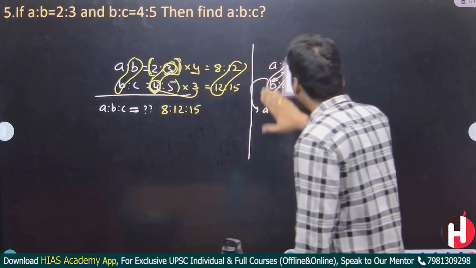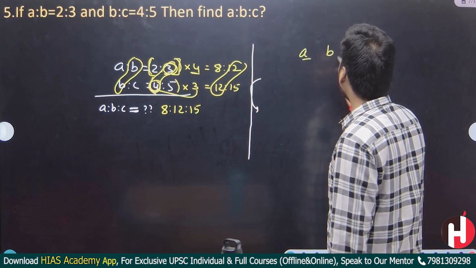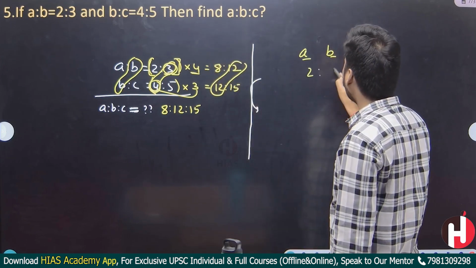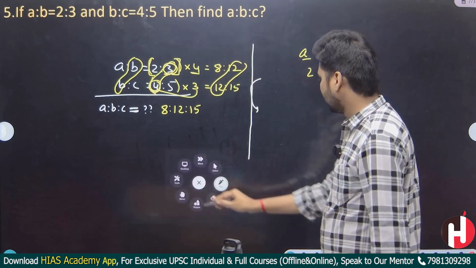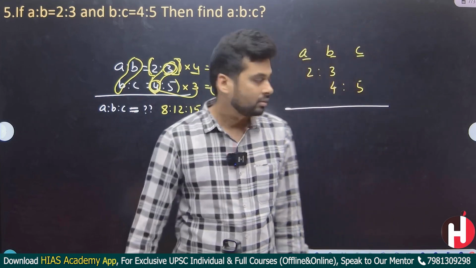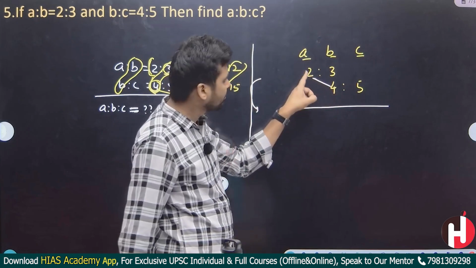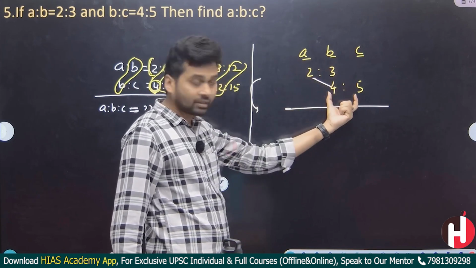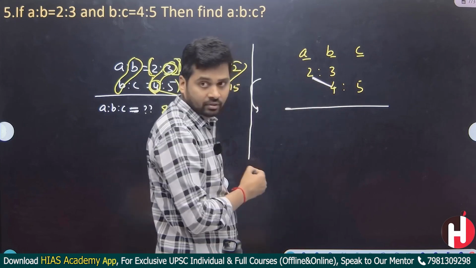So there is a shortcut for this one. When you want to write it directly, A, B, C. First ratio is what? 2 is to 3. Second ratio is what? 4 is to 5, right? Then A is to B is to C means that first you multiply these two terms. First you write that A is to B value is 2 is to 3. Next B is to C value is 4 is to 5.